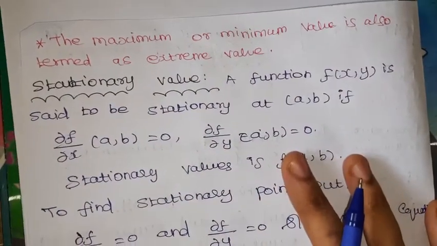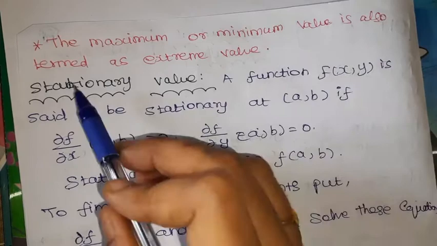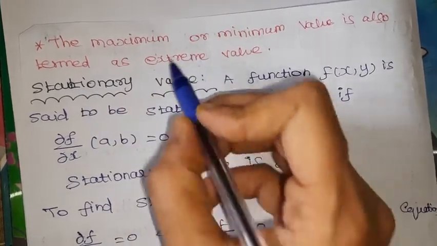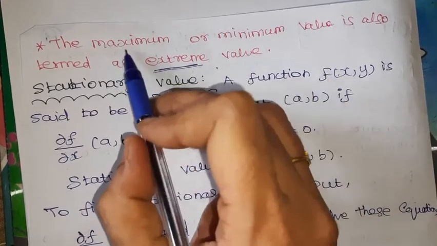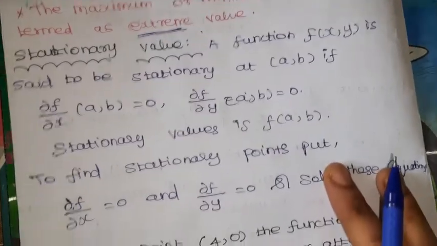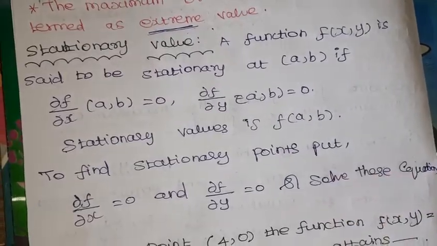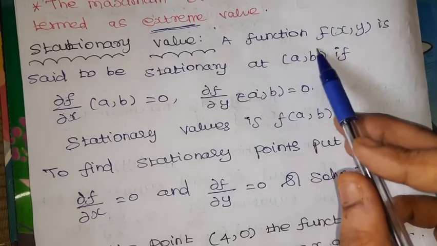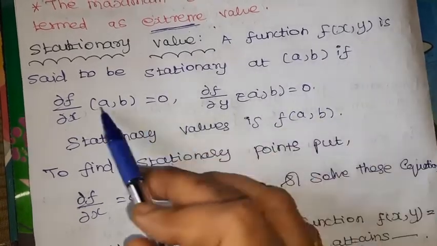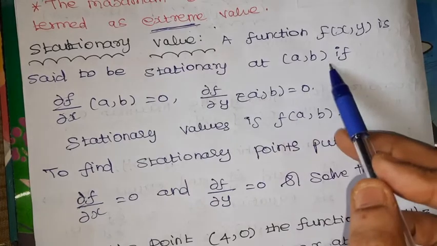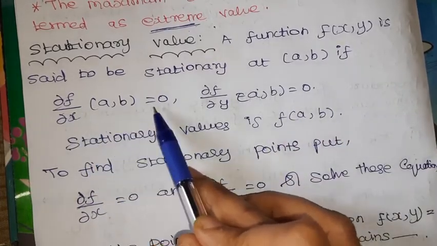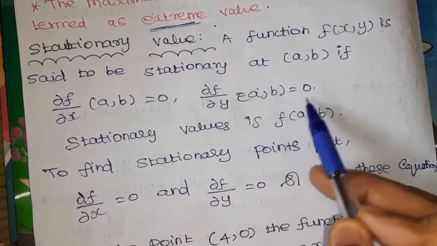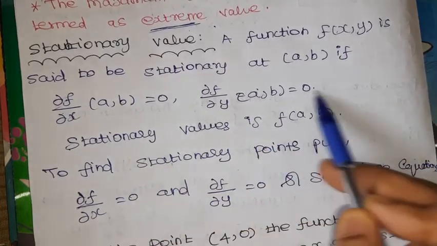Then the maximum or minimum value is also termed as extreme value. If the question asks to find the extreme value, it means the maximum or minimum value. Then what is a stationary value? A function f of x comma y is said to be stationary at the point a comma b if dou f by dou x at a comma b equals 0 and dou f by dou y equals 0. The stationary value is f of a comma b.